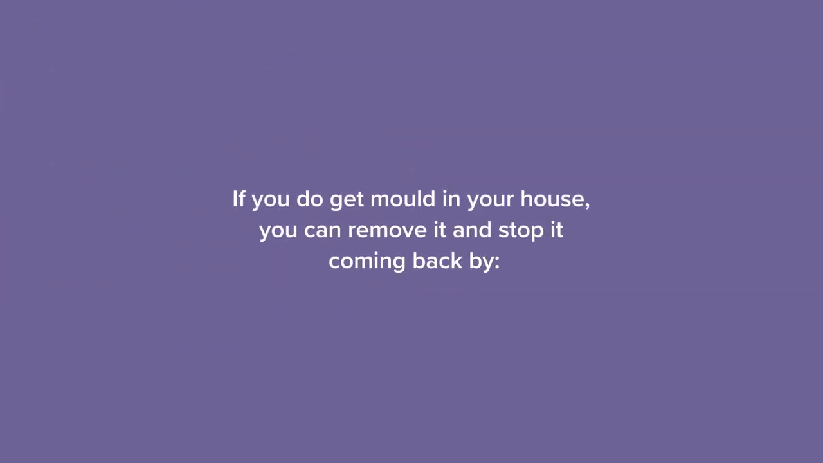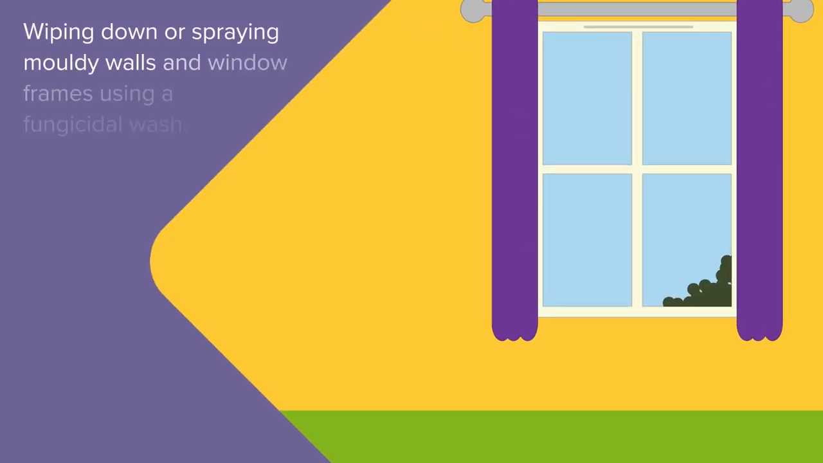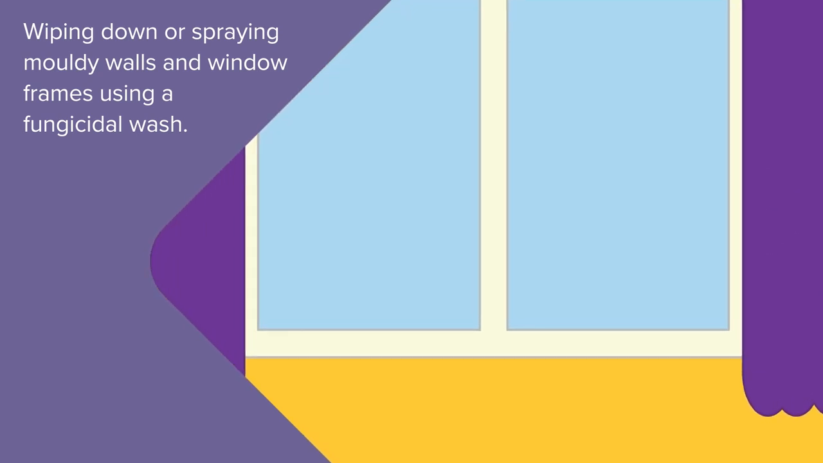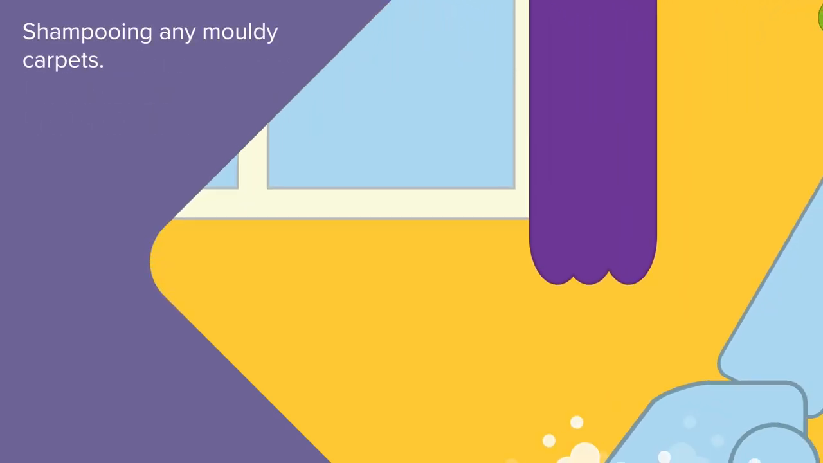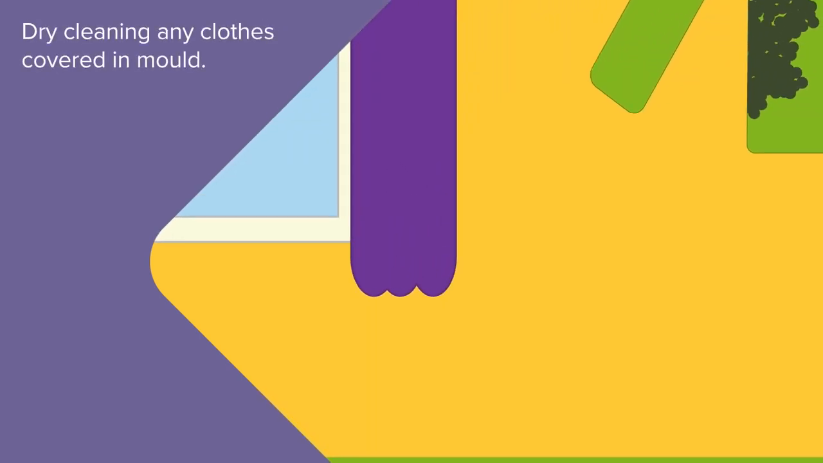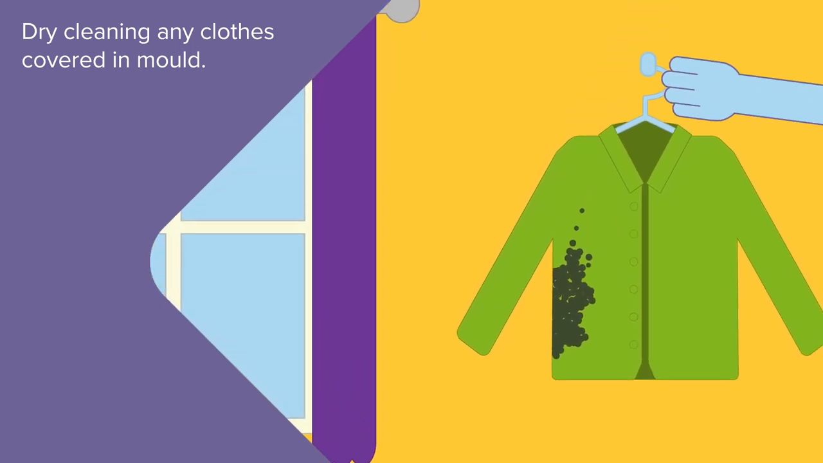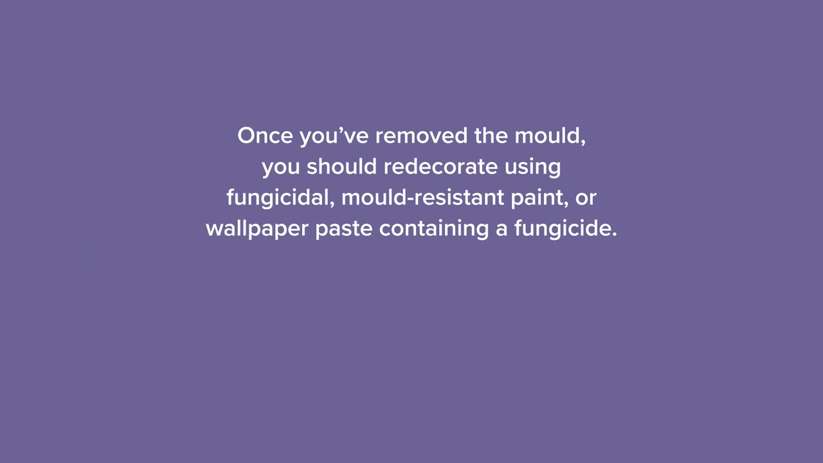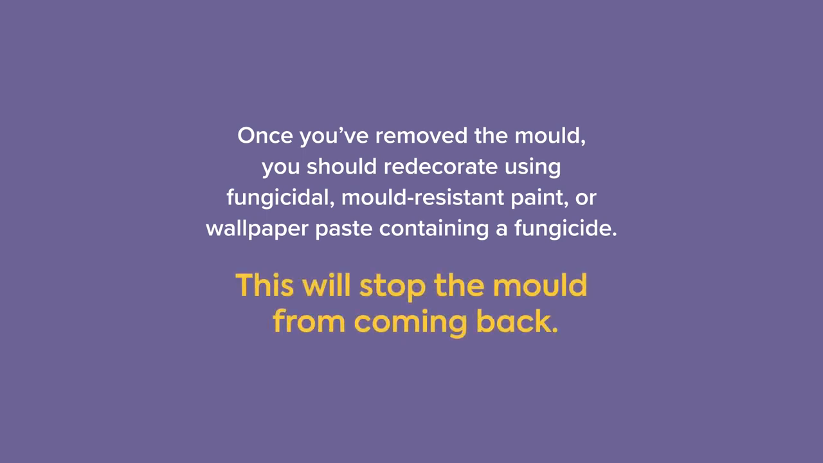If you do get mould in your house, you can remove it and stop it coming back by wiping down or spraying mouldy walls and window frames using a fungicidal wash, shampooing any mouldy carpets, dry cleaning any clothes covered in mould. Once you've removed the mould, you should redecorate using fungicidal, mould-resistant paint or wallpaper paste containing a fungicide. This will stop the mould from coming back.